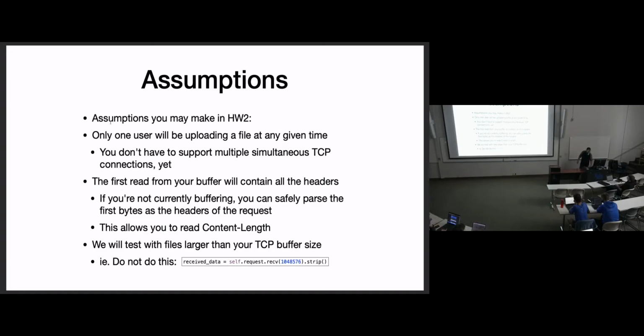All right, so assumptions we can make in homework 2. First, we just talked about this one: your first read contains all the headers, so you can read content length right away and decide whether you have to buffer or not. But you can also assume that you only have one simultaneous user uploading a file. So you're not going to have 2 users uploading files at the same time. That's not something we're going to test. It's not something we're going to check.